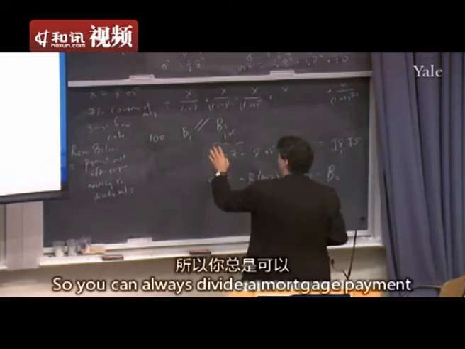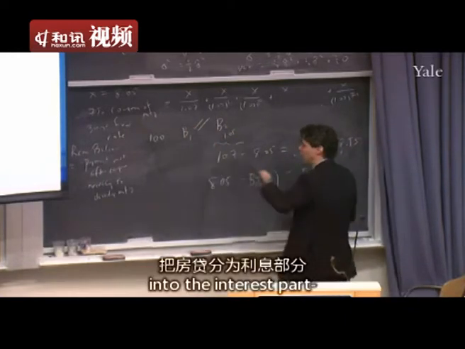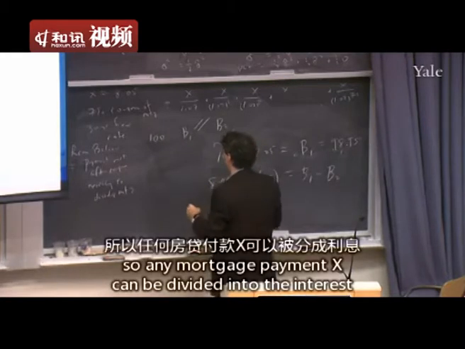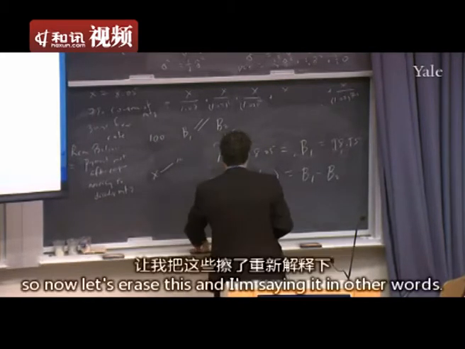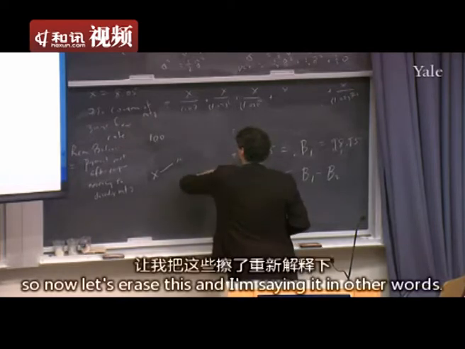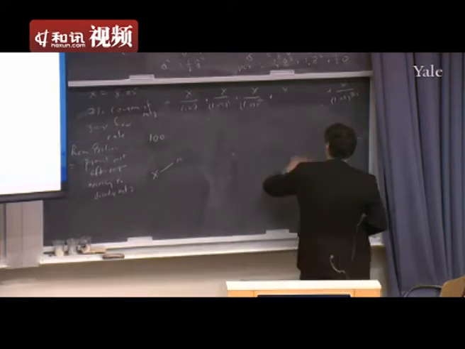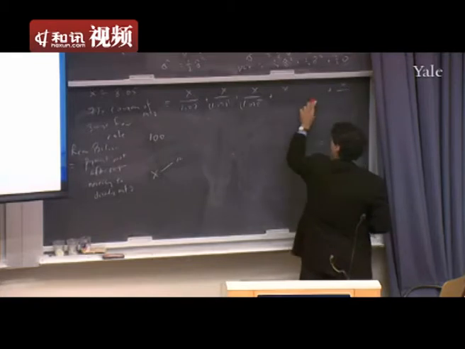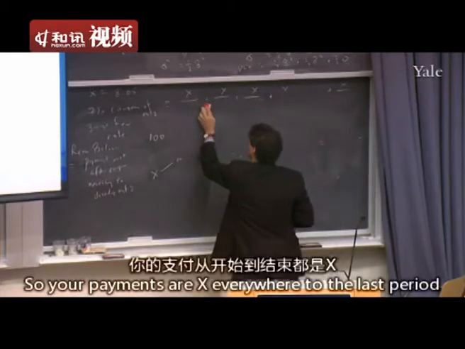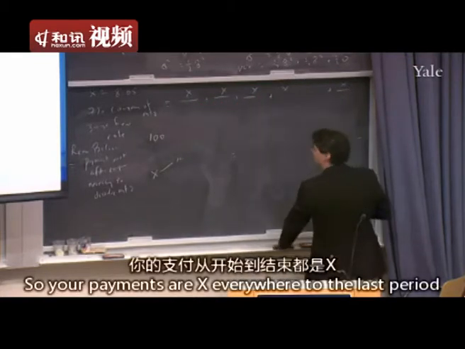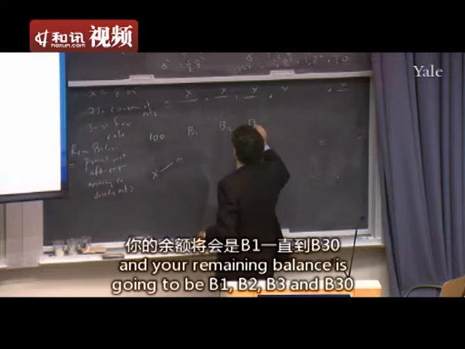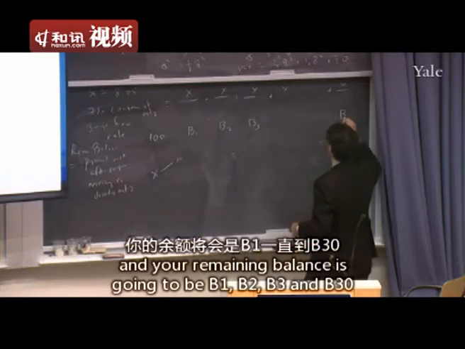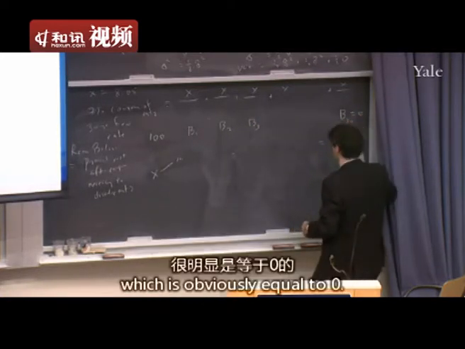Okay, so you can always divide a mortgage payment into the interest part. So any mortgage payment, X, can be divided into the interest. So now let's erase this, and I'm saying it in other words. Your payments are X everywhere up to the last period, and your remaining balance is going to be B1, B2, B3, and B30, which is obviously equal to 0.